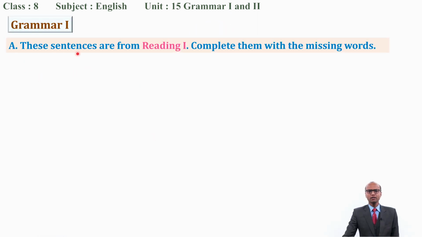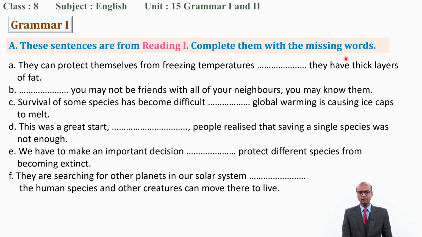It says these sentences are from reading 1, which we have already discussed. Complete them with the missing words. Now you have to go to the reading text. Reading 1 was related to conservation of earth. Let's look at the sentences given. A, blank space they can protect themselves from freezing temperatures, they have thick layers of fat. B, blank space you may not be friends with all of your neighbors, you may know them.